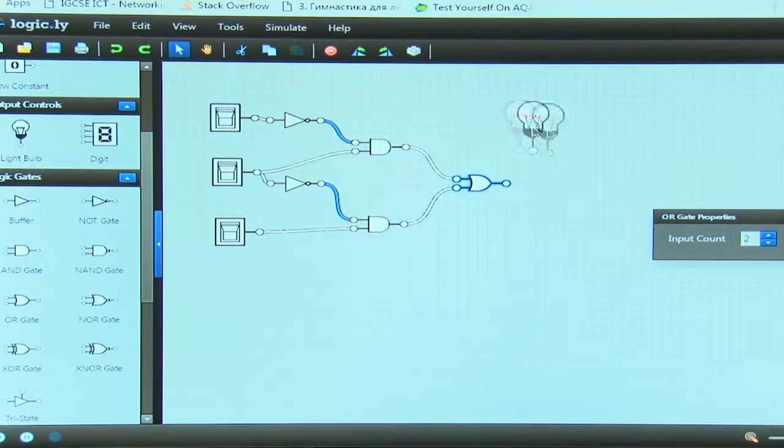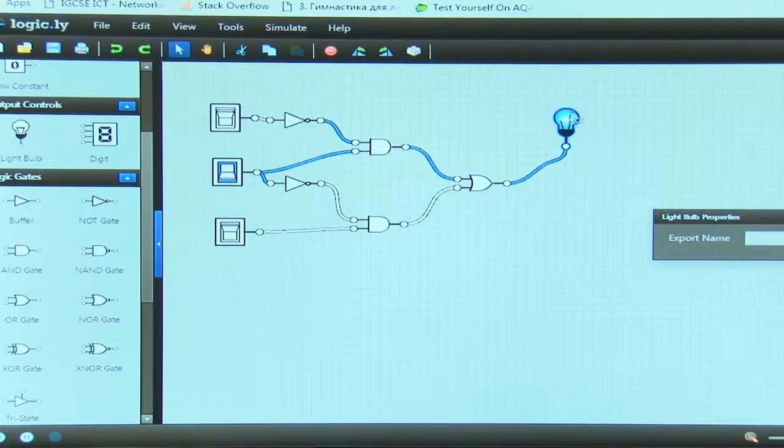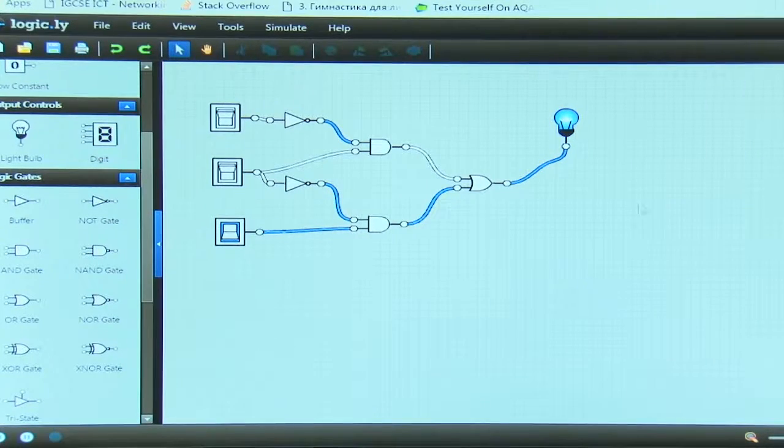For output, I use a light bulb, and I switch it on. First, from the truth table, if we have all 3 inputs 0, the output is 0. If input V and input T are 0 and S is 1, the output is 1. If V and S are 0 and T is 1, the output equals 1. This is our logic gates circuit made by computer.